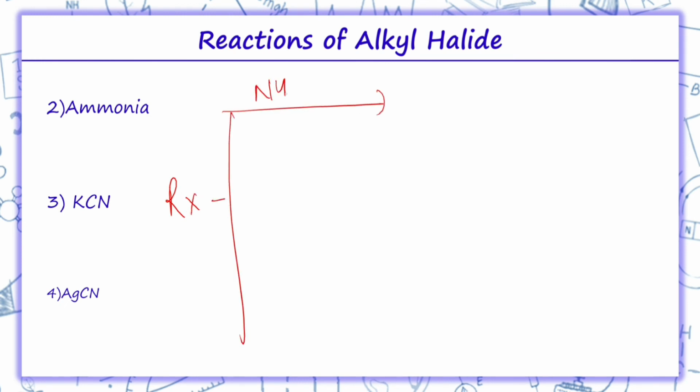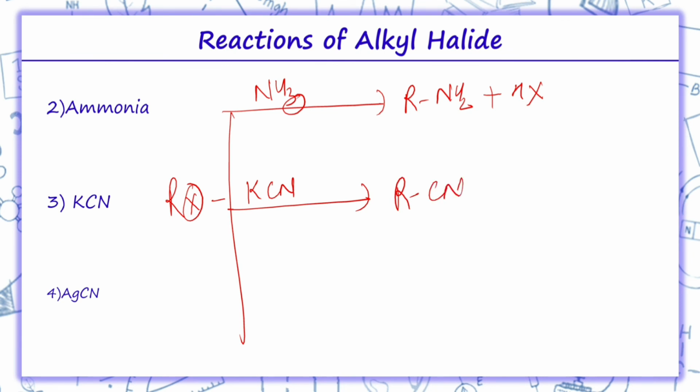When it reacts with ammonia, that is NH3, here H and X will be removed, thus we will get RNH2 plus HX. Similarly, it reacts with KCN. When it reacts with KCN, cyanides are formed. Alkyl halide, when it reacts with AgCN, isocyanides are formed. So, these are the reactions of alkyl halides with ammonia, KCN and AgCN.